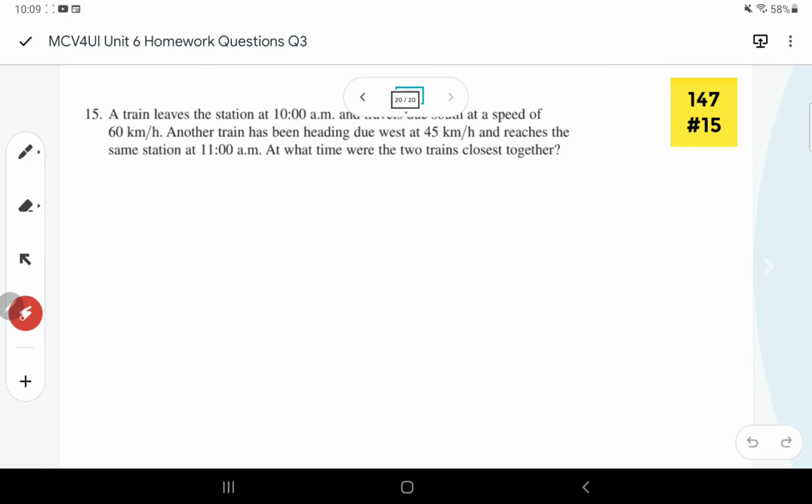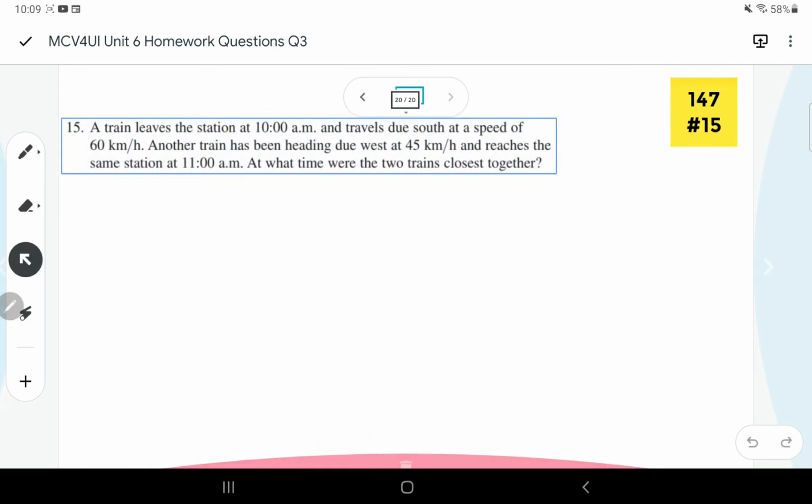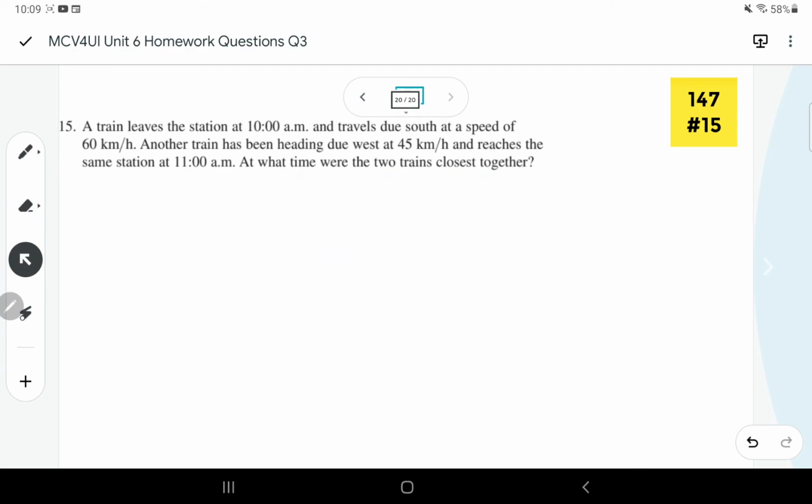Okay, the last homework question here. A train leaves the station at 10 a.m. and travels due south at a speed of 60 kilometers per hour. Another train has been heading due west at 45 kilometers per hour and reaches the same station at 11 a.m. At what time were the 2 trains closest together?